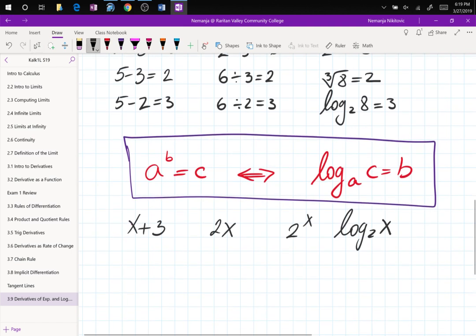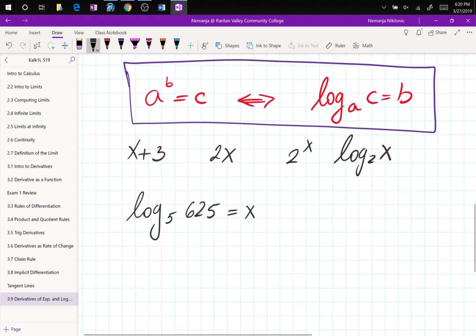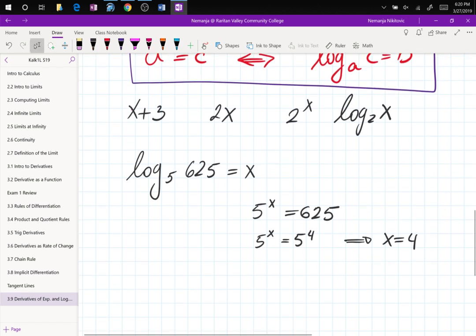So now, if I want to calculate log base 5 of 625, I will assign this unknown value to be x. You can put anything. Then you can do your conversion to write that 5 to the x is 625. Now, if you know that 625 is 5 to the 4, by simple comparison, you get that x is equal to 4, which leads you to log base 5 of 625 is 4.